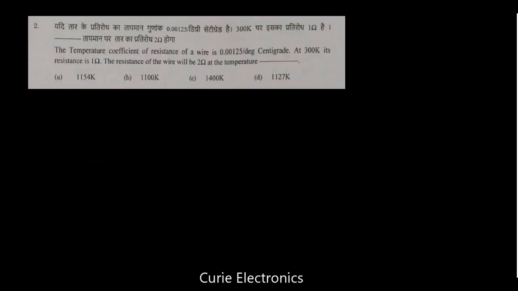The next question, the temperature coefficient of resistance of a wire is 0.00125 per degree centigrade. See, it is in degree Celsius, degree centigrade. At 300 Kelvin, its resistance is 1 ohm. The resistance of the wire will be 2 ohm at the temperature.